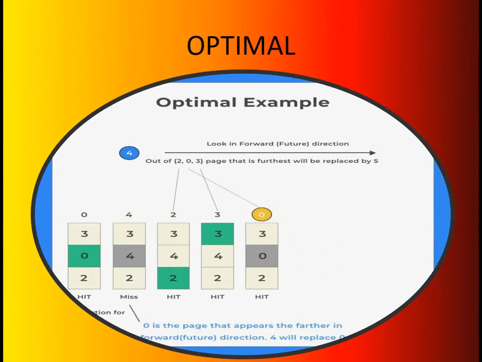Next one is the optimal page replacement algorithm. In this algorithm, pages are replaced which would not be used for the longest duration of time in the future. This is the example of optimal page replacement algorithm.